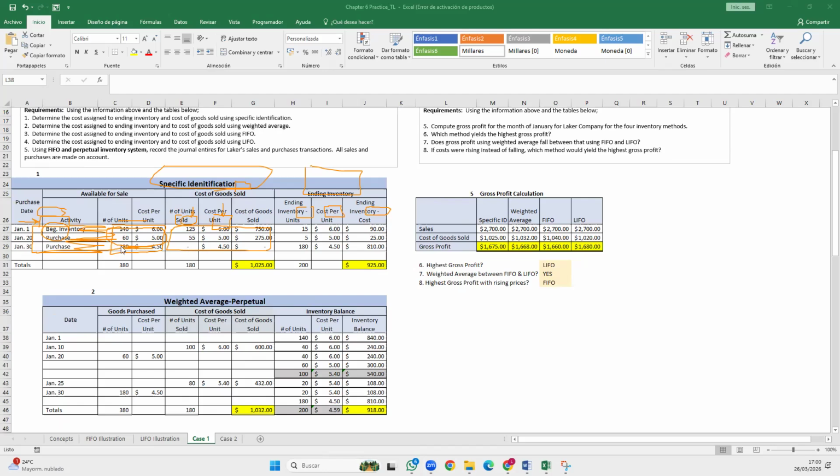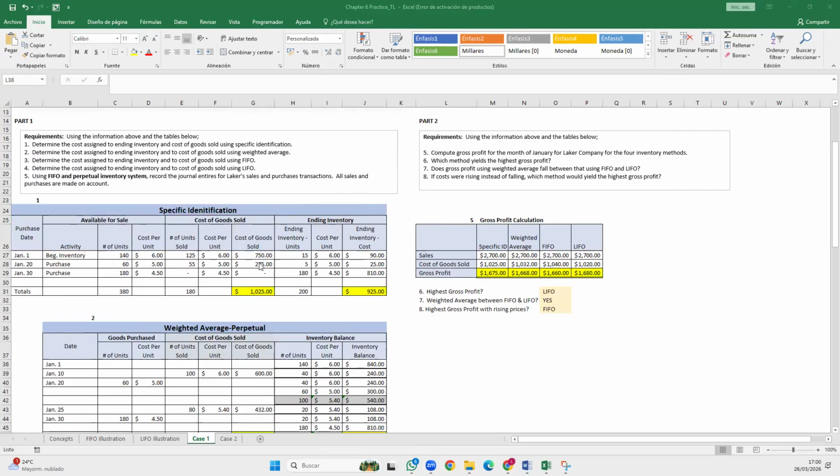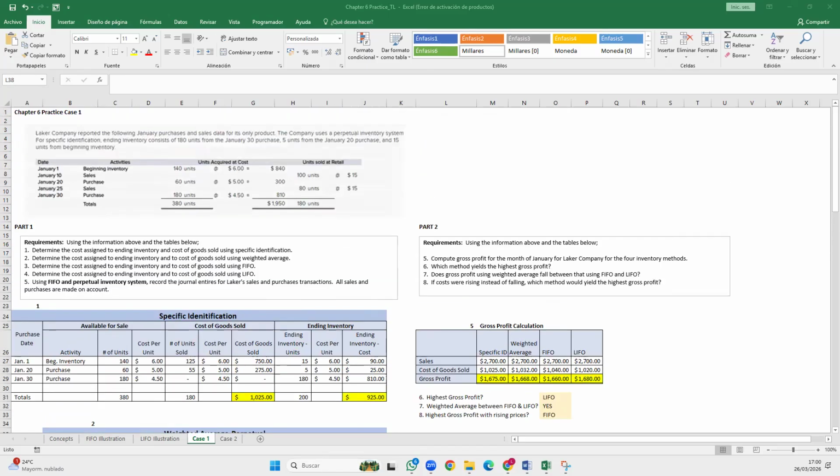So with specific identification, as you can see, the sale and the purchase basically happen at the same time, or at least they are recorded in the same row. Okay. So for example, here it says, oh, something else that we need to remember.